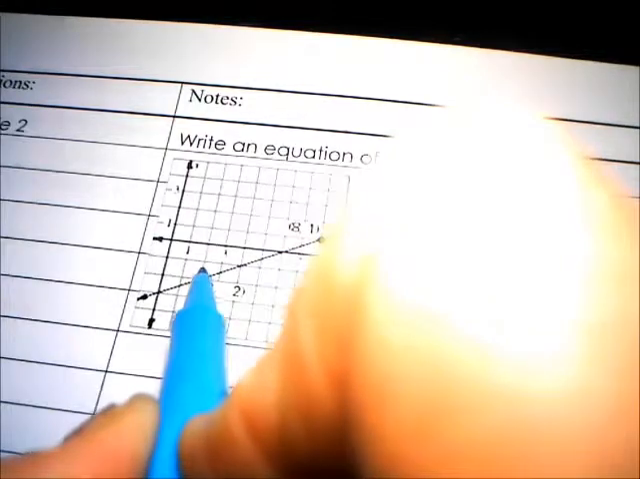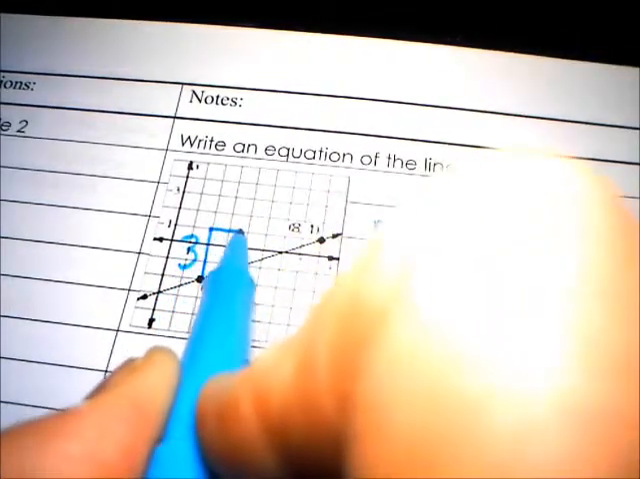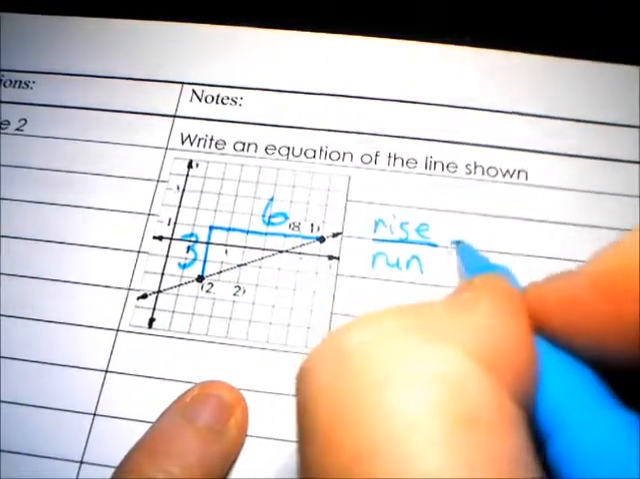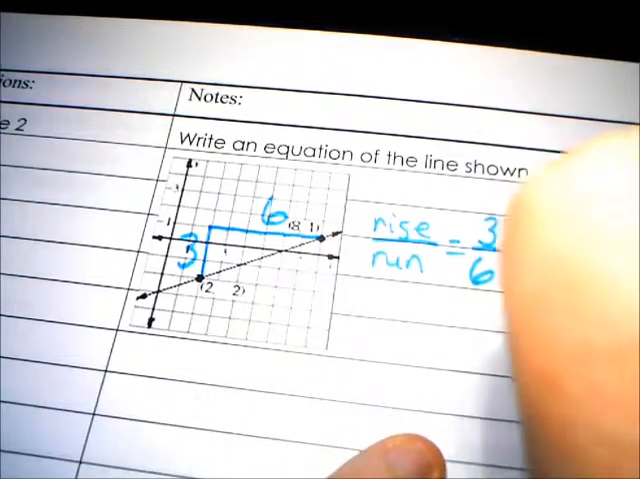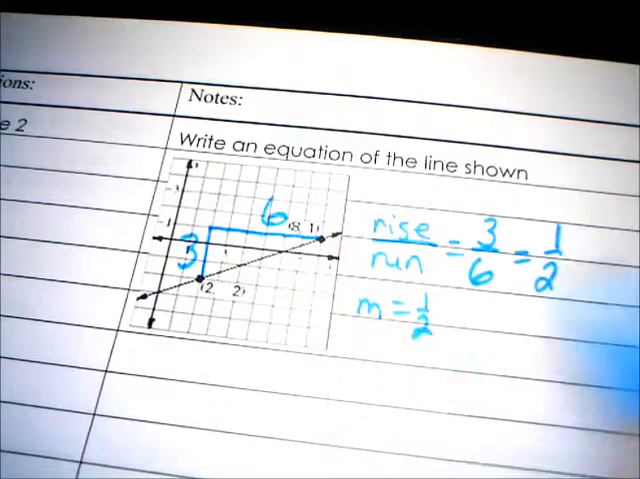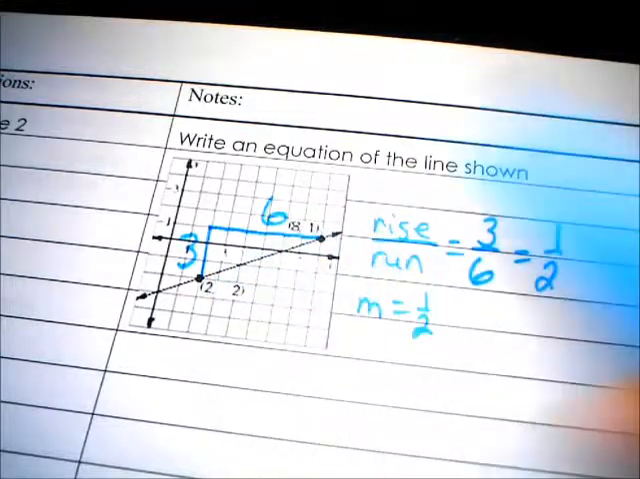So I'm going to say this goes up 3 and 6 to the right, so that means my slope will be 3 over 6, which reduces to 1/2. So my slope is going to be a fraction this time of 1/2. Now all I need is a point, and I can take either point, it doesn't matter which.